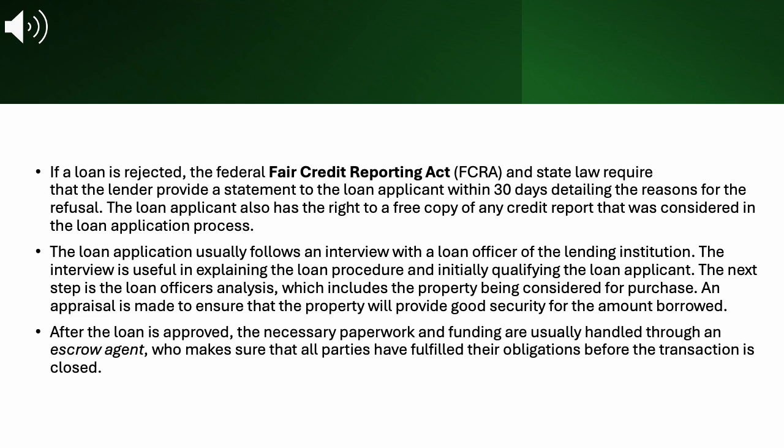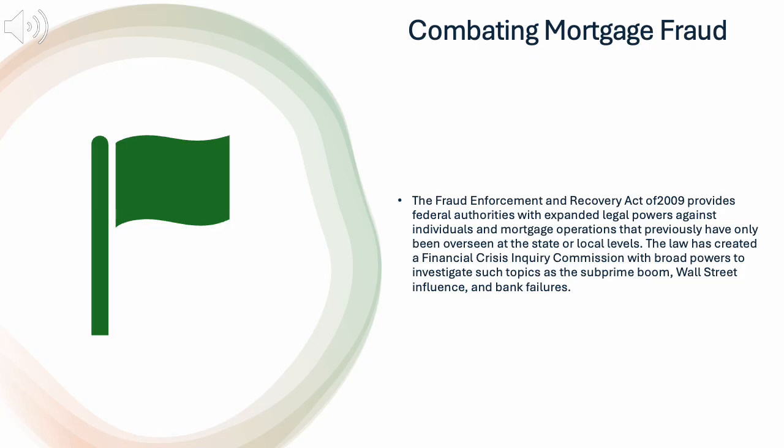After the loan is approved, the necessary paperwork and funding are usually handled through an escrow agent who makes sure that all parties have fulfilled their obligations before the transaction is closed. Combating mortgage fraud. The Fraud Enforcement and Recovery Act of 2009 provides federal authorities with expanded legal powers against individuals and mortgage operations that previously have only been overseen at the state or local levels. The law has created a Financial Crisis Inquiry Commission with broad powers to investigate such topics as the subprime boom, Wall Street influence, and bank failures.